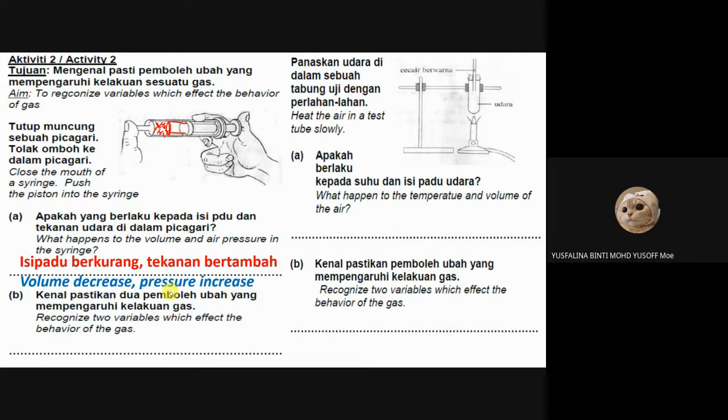Because the number of collisions between the gas molecules and the wall of the container increases, right? So for part B, it asks us to recognize two variables which affect the behavior of the gas. For this one, it is the volume, because I changed the volume of the container here. And the next one is the pressure, because the pressure is increased due to the decrease of volume, right? So can you understand this one?